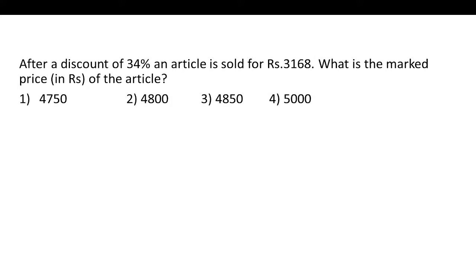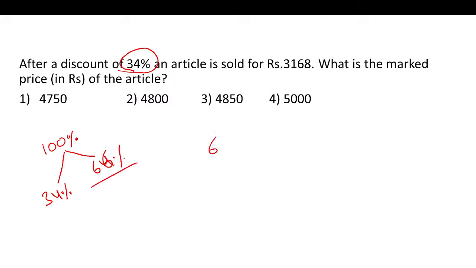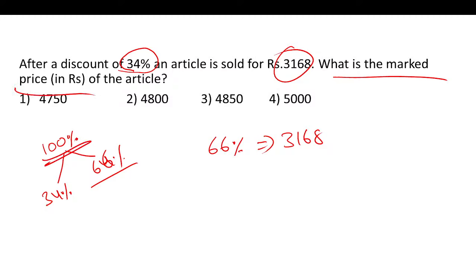Okay. After a discount of 34 percentage, totally a product cost, let's say that 100 percentage. In this one they are giving you 34 percentage discount. That means they are selling it for 66 percentage. And this 66 percentage value they are giving you. What is the value they are giving you? 3168. They are asking you what is the market price. Market price is 100 percentage.